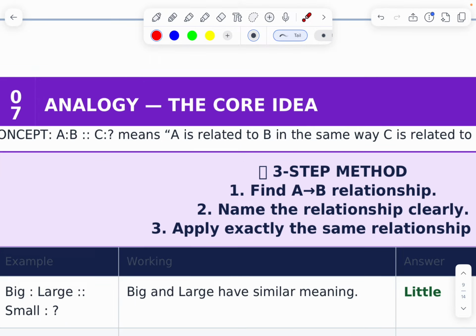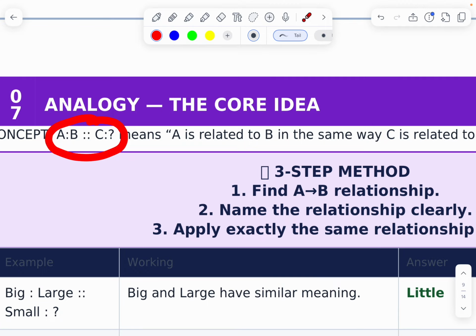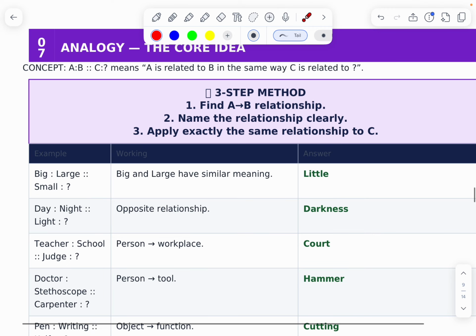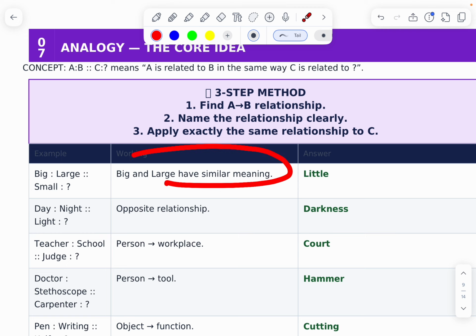Suppose they are given like this. First of all, observe these two, then observe these, then you can write what is the value. Just I am giving one example. Example, big, large. What is the small? You can observe big and large almost same, have similar meaning. Therefore small and I can write little.